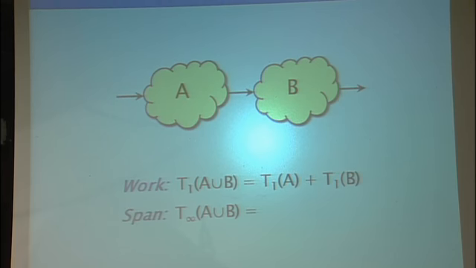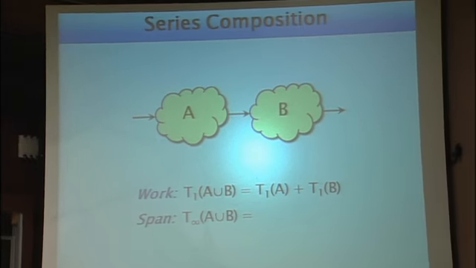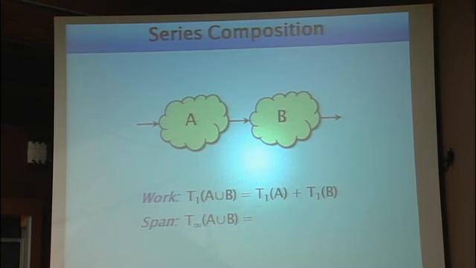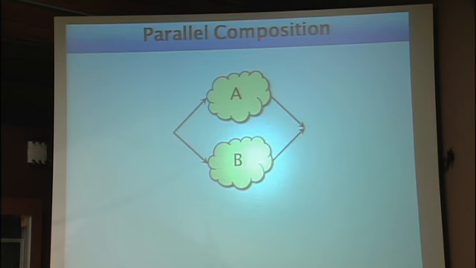So the span is the longest path of dependencies. What happens to the span when I connect two things in series? Yeah, it just sums as well. Because I take whatever the longest path is from here to here, and then the longest one from here to here, just adds.